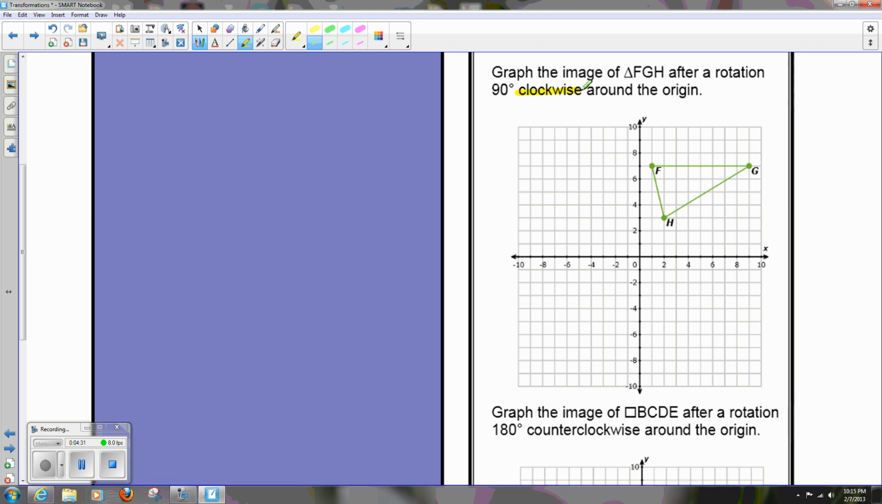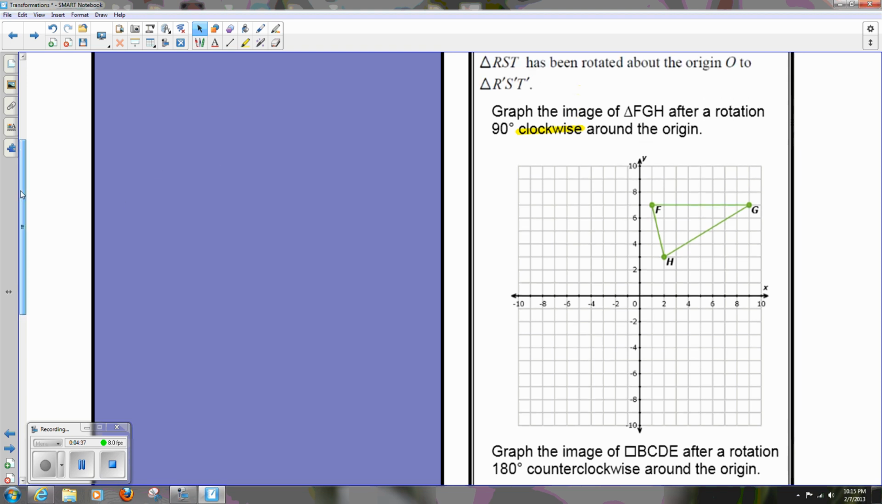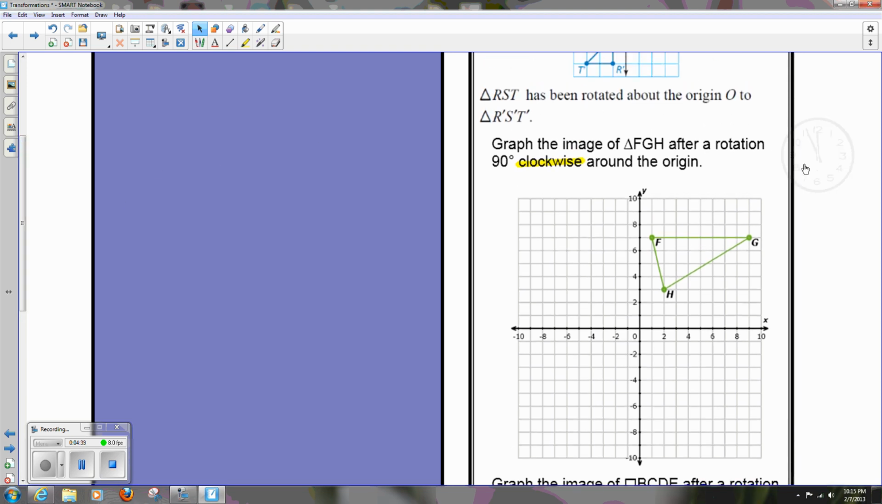Clockwise. What does clockwise mean? Well, clockwise means that we're going to be going the same direction as the hands of a clock.